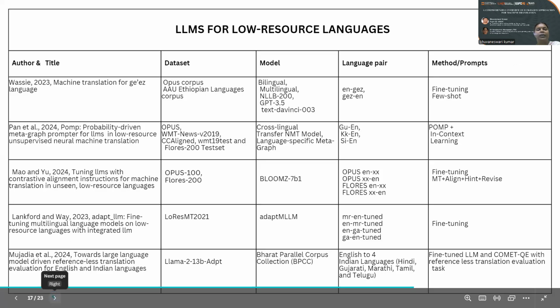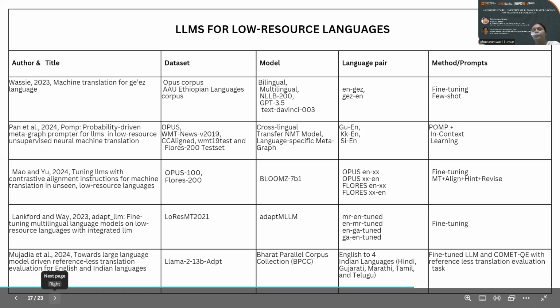LLMs for low resource languages, here specifically where it has been resource constrained. Here, the models that have been used include bilingual and multilingual models, No Language Left Behind, GPT-3.5, and then BLOOM, Adapt multilingual LLM, and then Llama. So the data sets include OPUS, the FLORES data set, and then the Bharat Parallel Corpus, specifically for Indian languages.